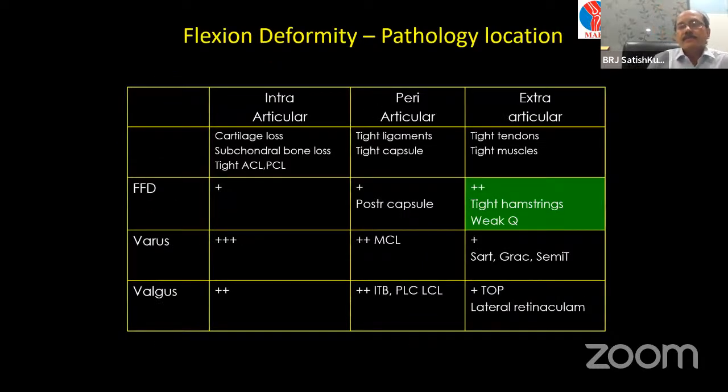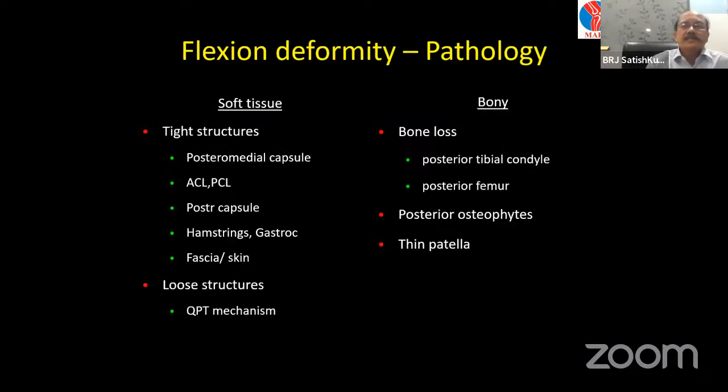So in fixed flexion deformity, along with the intra- and periarticular pathology, significant extra-articular pathology is there. That is tight hamstrings coupled with a weak quadriceps. Even 10 degrees of flexion deformity of the knee will make the quadriceps get wasted, and this becomes a cycle. Quadriceps wasting, again a little bit of overactivity of hamstrings, and this goes on. And coupled with the rheumatoid process, most of the patients will come with severe FFD.